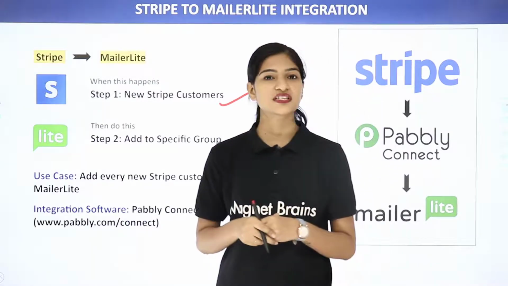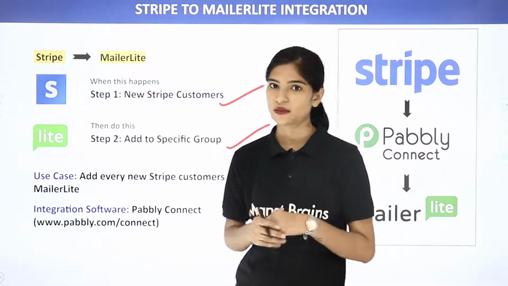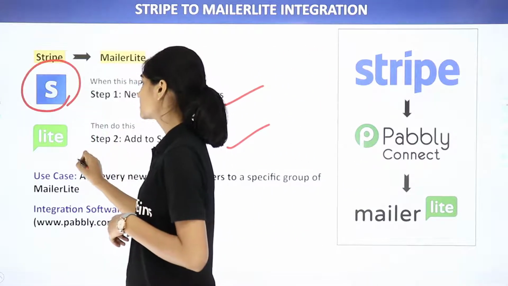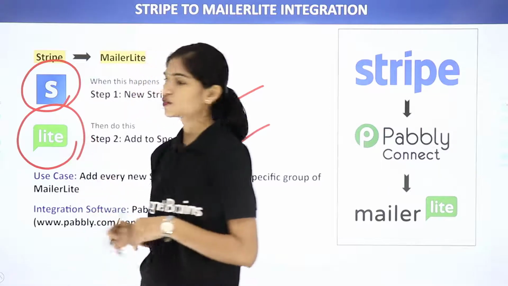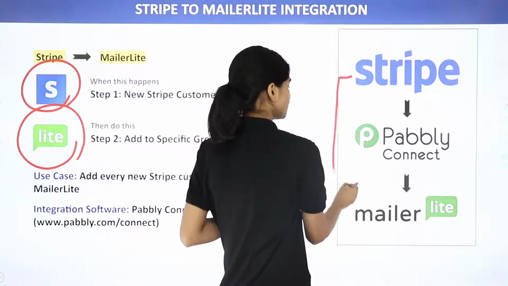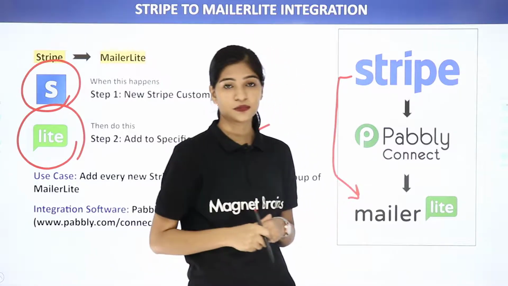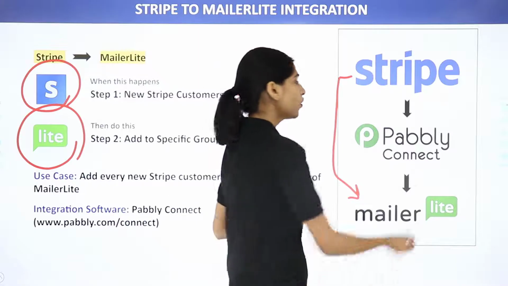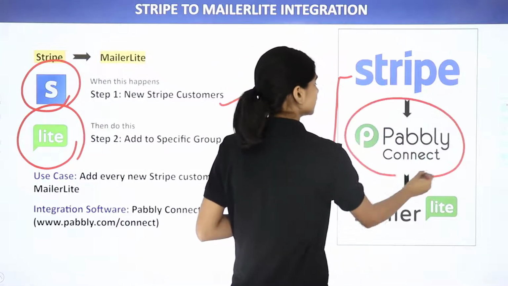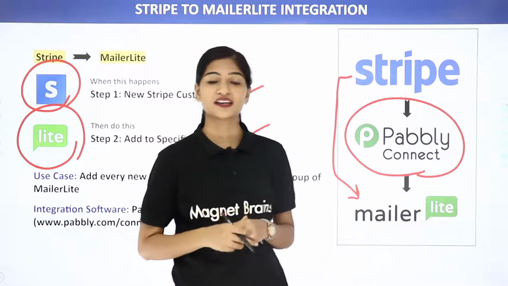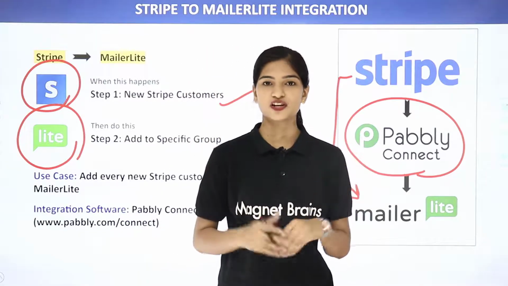First, let us know what these two software applications are all about. So Stripe is an online payment processing software, whereas MailerLite is an email marketing software. The problem here is, if you want to send data from Stripe to MailerLite, it is not possible because they don't have any integration between them. And that is where we are going to use Pabbly Connect, a third-party application software to integrate these. The best part here is you don't require any knowledge of coding.